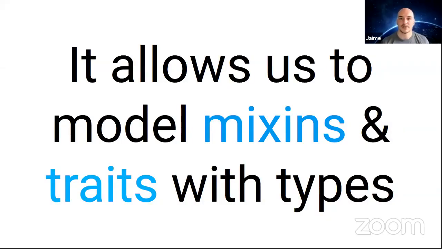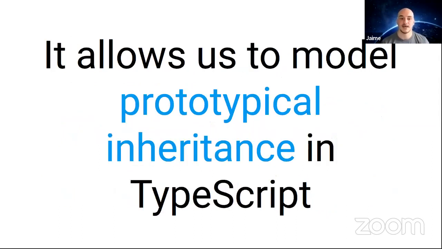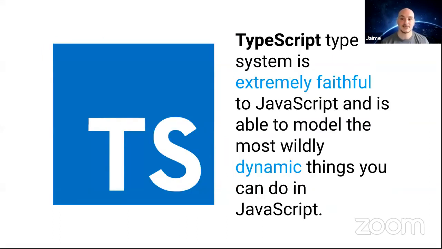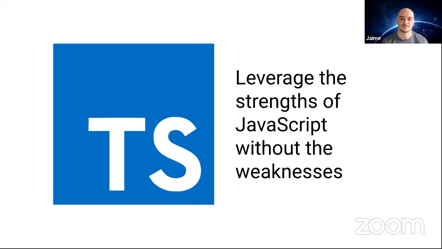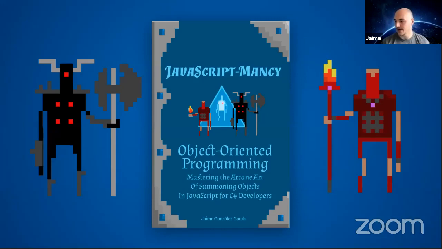Okay, so the whole point here is that this intersection type allows us to model mixin traits with types. It allows us to model prototypical inheritance in TypeScript. And it brings us to the point that the TypeScript type system is extremely faithful to JavaScript and is able to model the most wildly dynamic things that you can do with JavaScript, like, for instance, just merging objects with each other. So if you are using TypeScript, you're able to leverage the strengths of JavaScript without the weaknesses.